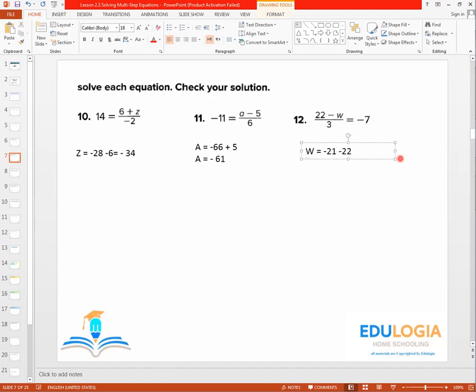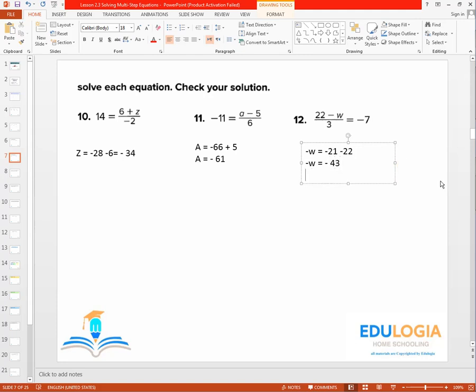Before the W, I have negative sign. Okay? Now, it's negative W equals negative 21 minus 22. Same sign. Add and keep. Negative and negative. Make addition here. 21 and 22 is 43.